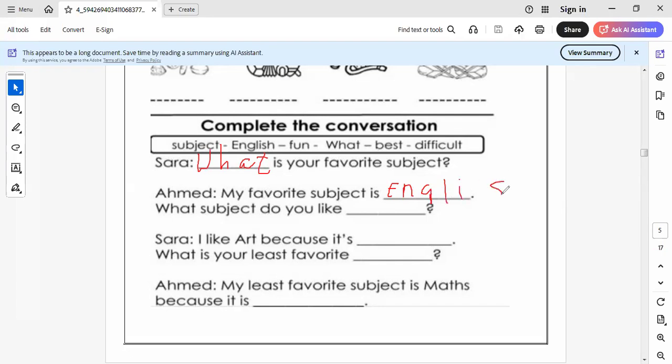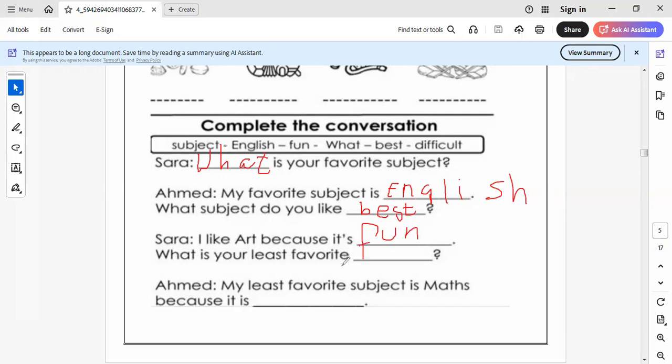The next question: "___ subject do you like?" So Ahmed asks Sarah, what subject do you like? You say here, what subject do you like best? Sarah replied, I like art because it's what? It's fun.